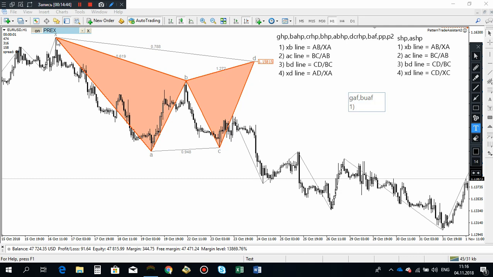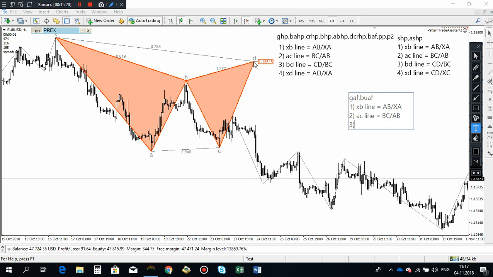First, the line of X to B, the XB line, it shows the ratio of XA. Similar to other patterns, it is AB divided by XA. Second, the line of A to C, the lower one, which is 94.8. It is the ratio of AB. So it is BC divided by AB. It is AB retracement. Third, the line of B to D.